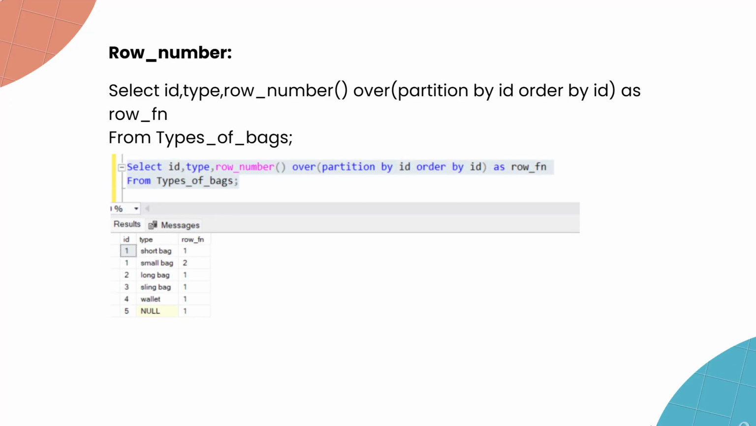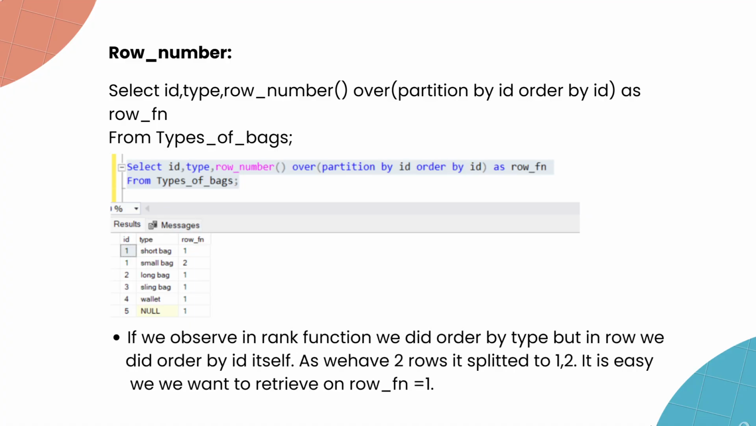Row number. Select id, type, row_number() over (partition by id order by id) as row_fn from types_of_bags; semicolon. If we observe, in the rank function we did order by type, but in row number we did order by id itself. As we have two rows, it splits them into 1, 2. It is easy if we want to retrieve where row_fn is equal to 1.